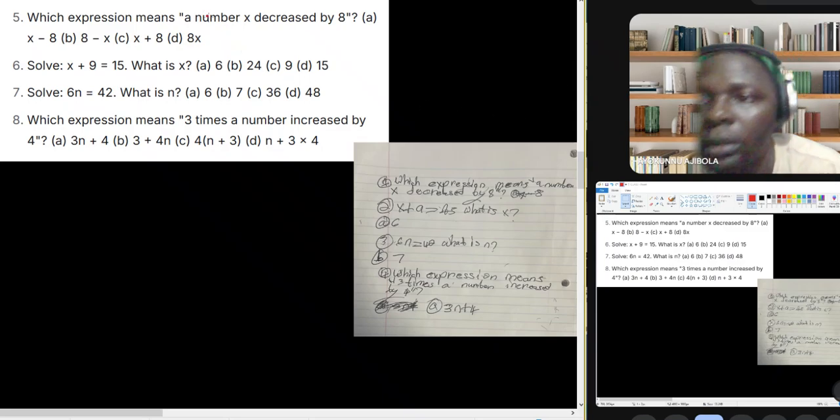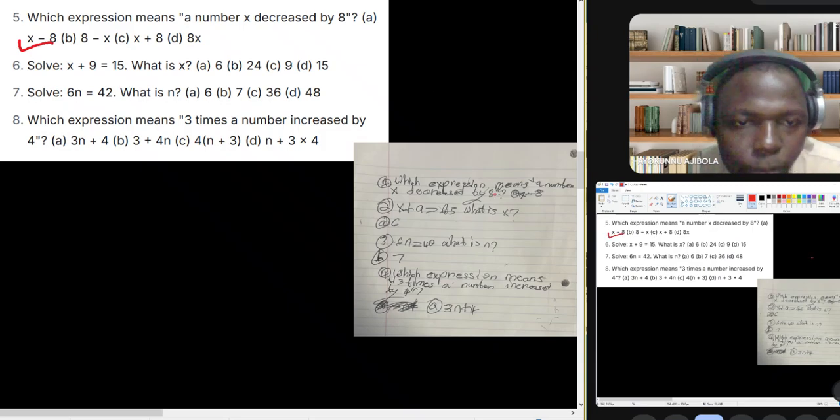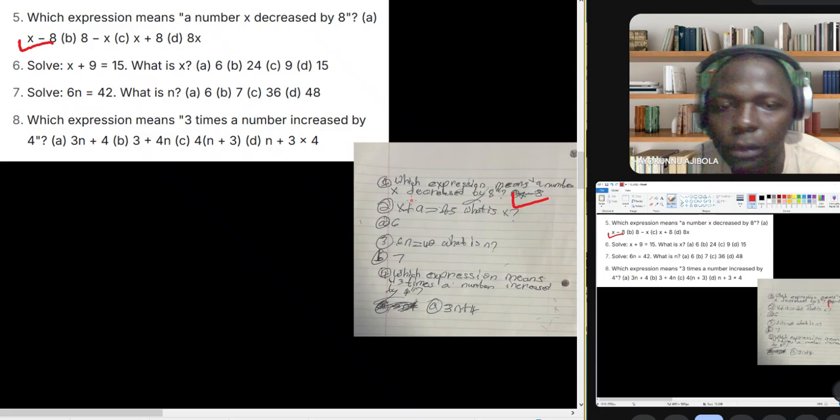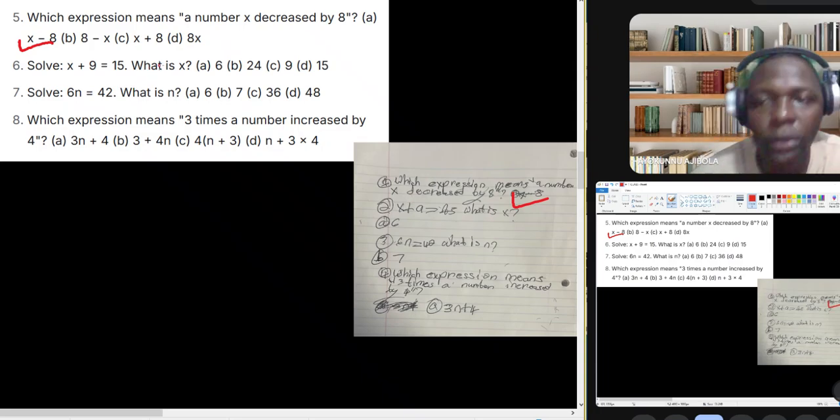Which expression means a number x decreased by 8? That is x minus 8. Then solve x plus 9 equals 15.